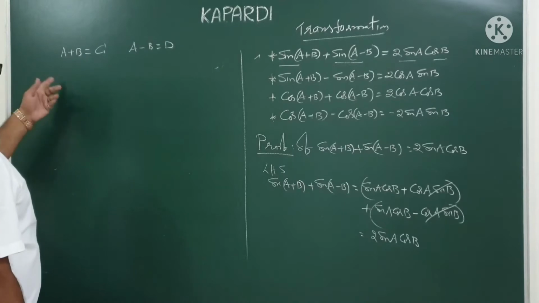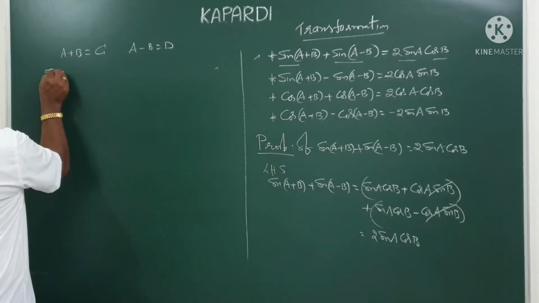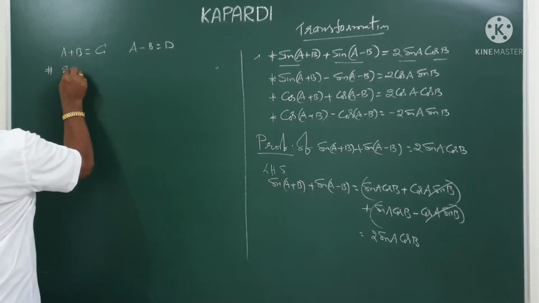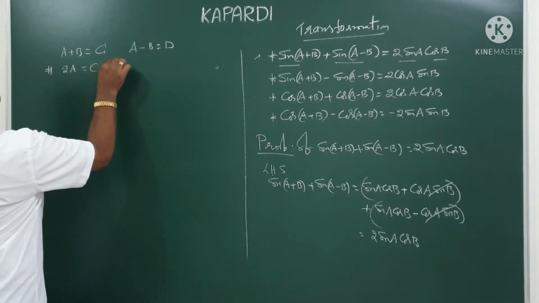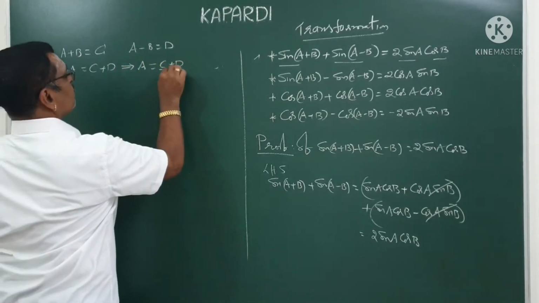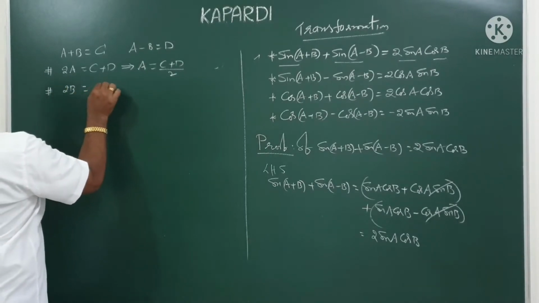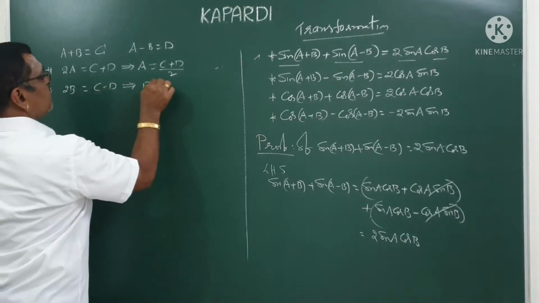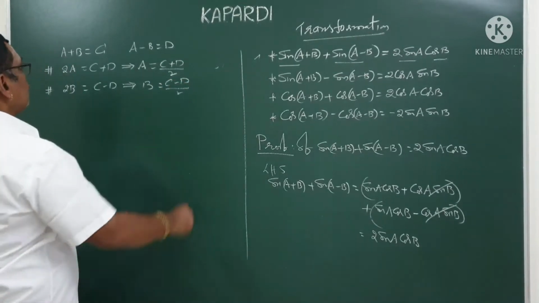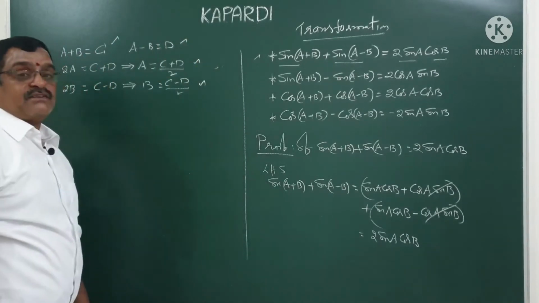Now, can we express a and b in terms of c and d? Yes, of course. If you add these two, we get a plus b plus a minus b, you have 2a is equal to c plus d, or a is equal to c plus d by 2. Then if you take the difference, you will get 2b is c minus d, so b is equal to c minus d by 2. Now use these results in the first identity.